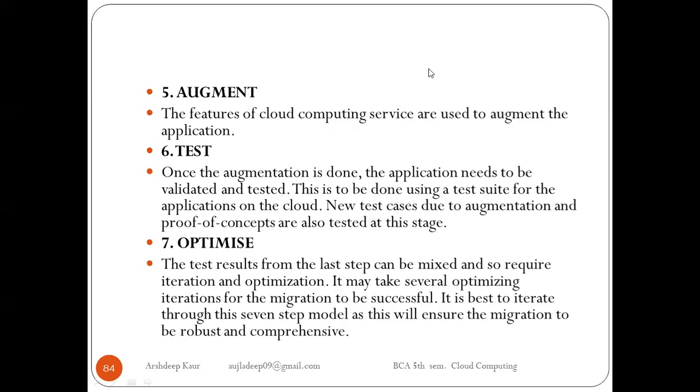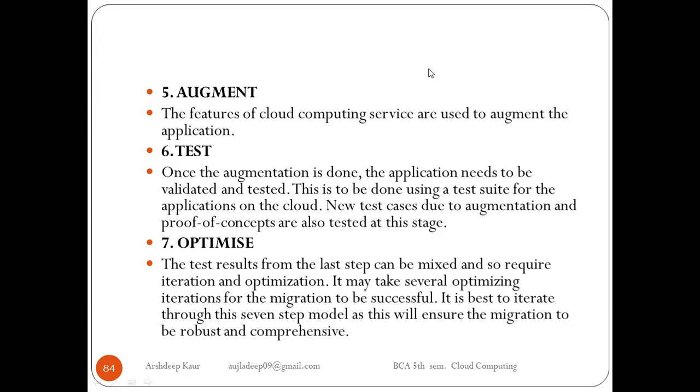Fifth is augment. It means you have to upgrade it. Once we have forwarded the data from server to cloud computing, you just need to do the upgrading. Next is test. Now everything is done. We have uploaded or migrated the data from the server to cloud computing. Now your task is to test it, to check its validations, whether it is according to the requirement and working well.